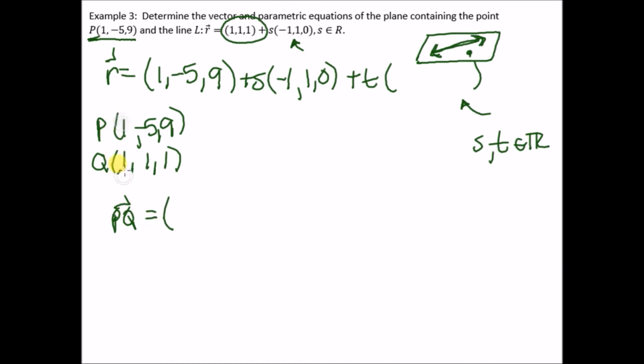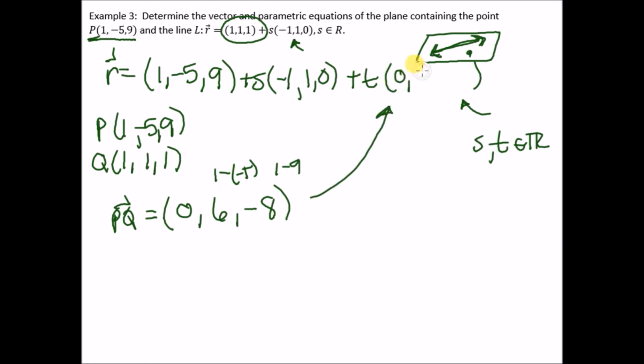So let's actually find direction vector PQ. Let's go Q minus P. 1 minus 1 is 0. 1 minus negative 5 is 6. And then 1 minus 9 is just negative 8. So this is our new direction vector PQ, and we can just sub that in for our second direction vector for the plane. And that's it. So that is the vector equation for the plane.